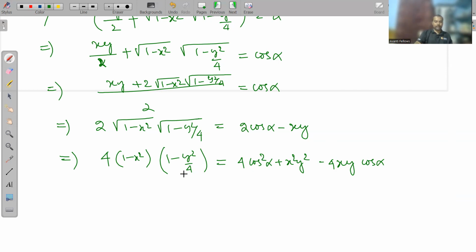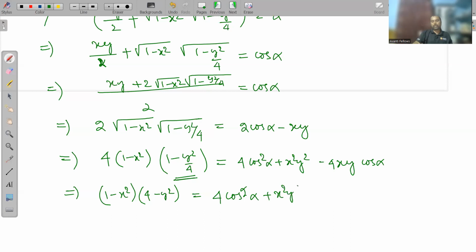Okay, now what we'll do, if we take LCM in this bracket, we'll get 1 minus x square into 4 minus y square after taking the LCM. So 4 will be cancelled out from the numerator and denominator. We are getting 4 cos square alpha plus x square y square minus 4xy cos alpha.